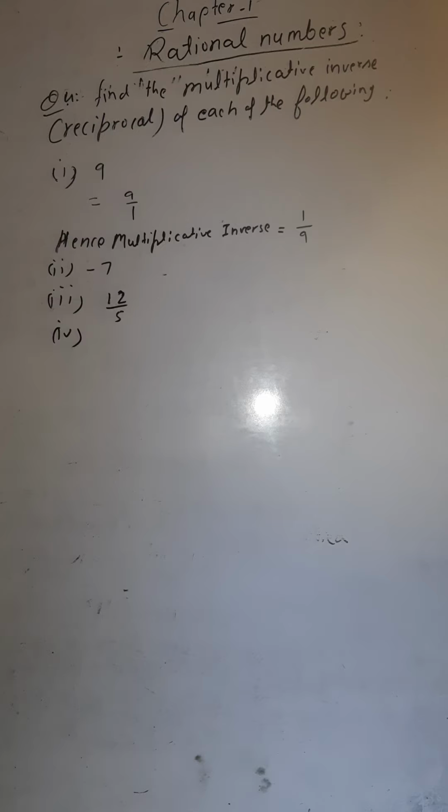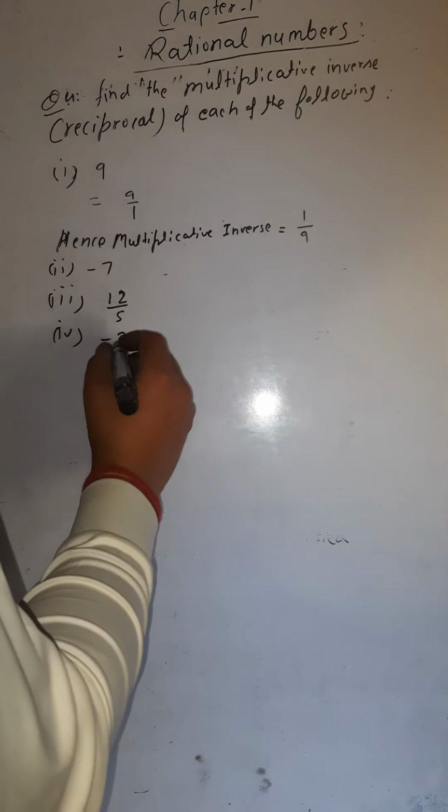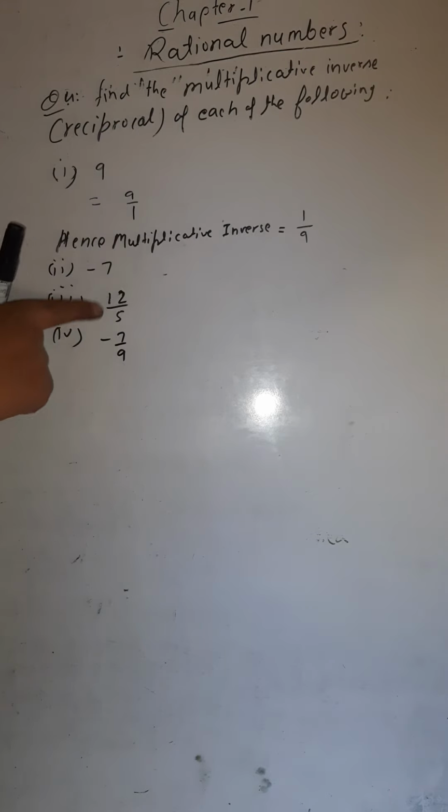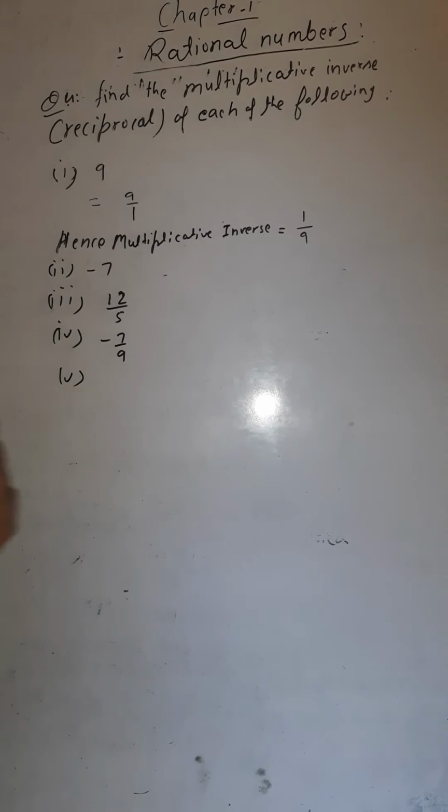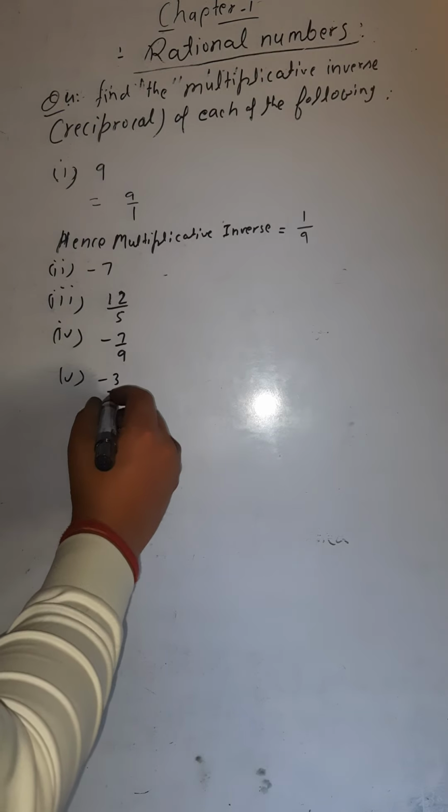Now you have the fourth question, minus 7 by 9. So 9 will go up, and minus 7 will come down. Then you have the fifth one, minus 3 by minus 5.